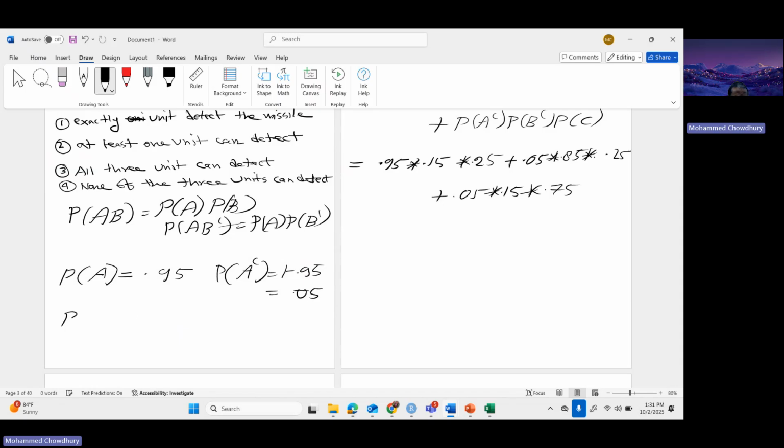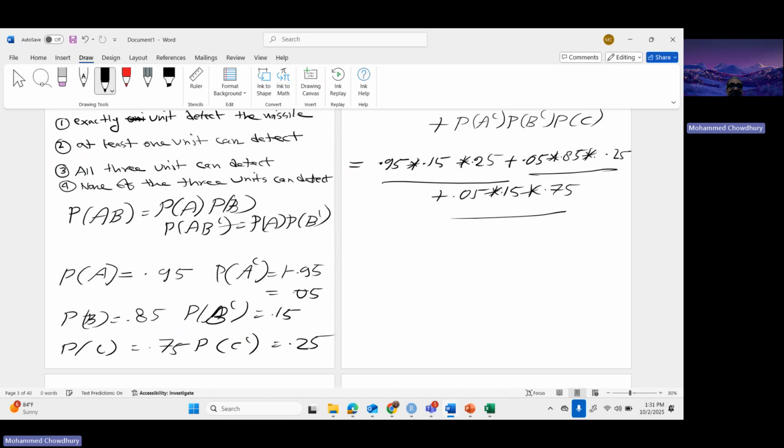Similarly, probability of B equal to 0.85 and probability of not B equal to 0.15. Probability of detecting the missile by unit C equal to 0.75. Probability of not detecting the missile by unit C equal to 1 minus 0.75, which is equal to 0.25. So these are the combinations I have done in here.